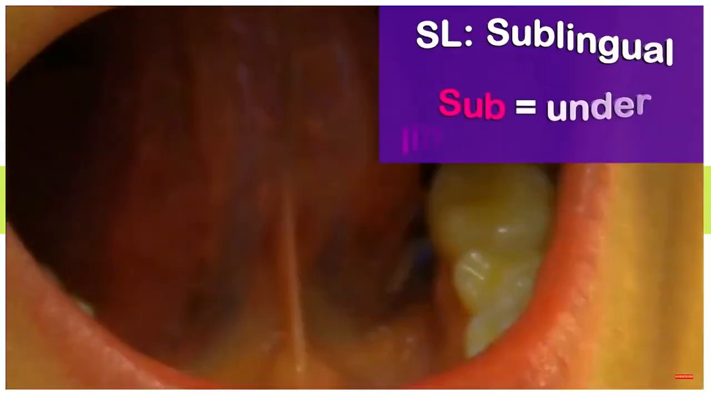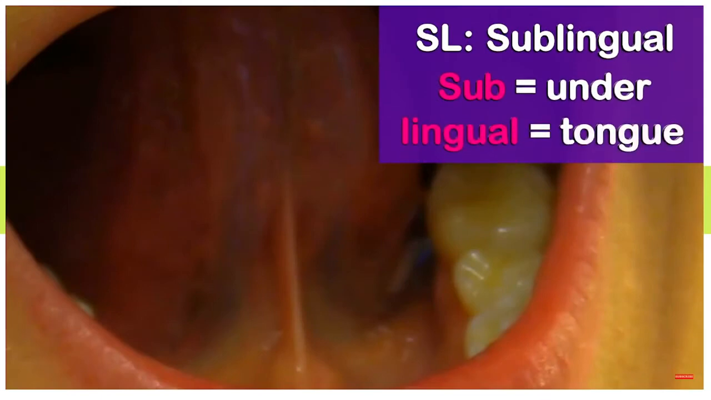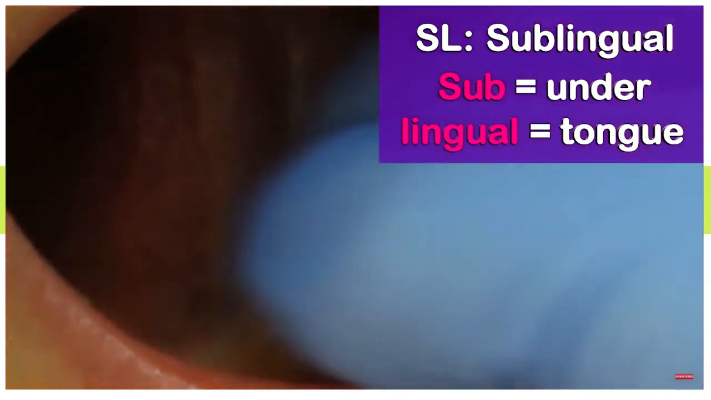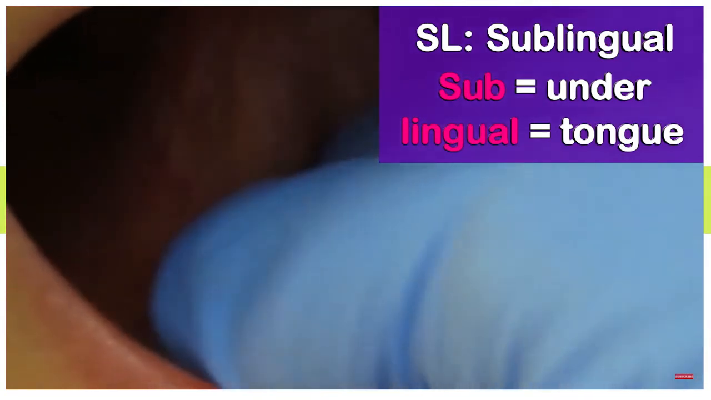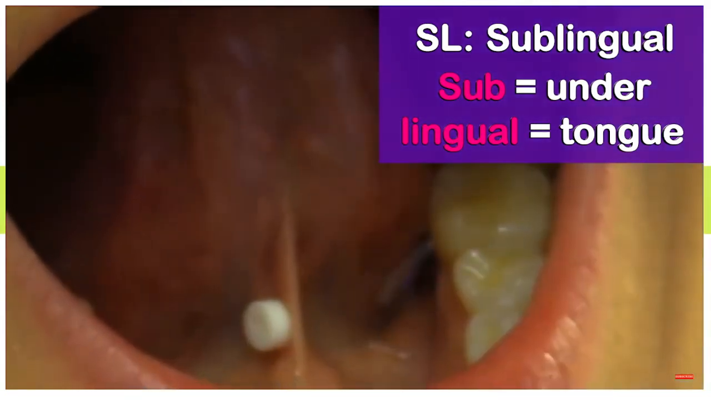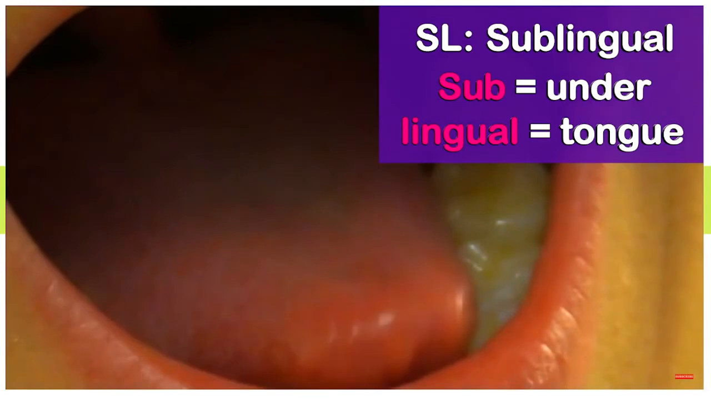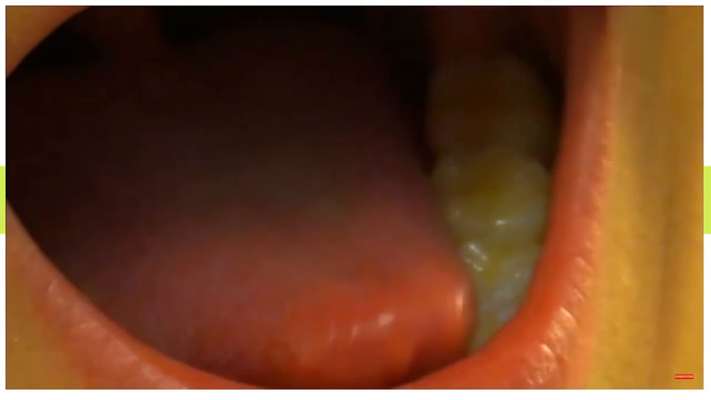Then we have the sublingual route, and the abbreviation for this is SL. So sub means under and lingual means tongue. So we give the medication underneath the tongue. Now, a medication you may encounter as a nurse that goes under the tongue is nitroglycerin. So if your patient's having acute chest pain and it's ordered, you can give them a nitroglycerin tablet, and hopefully that'll help relieve their chest pain.